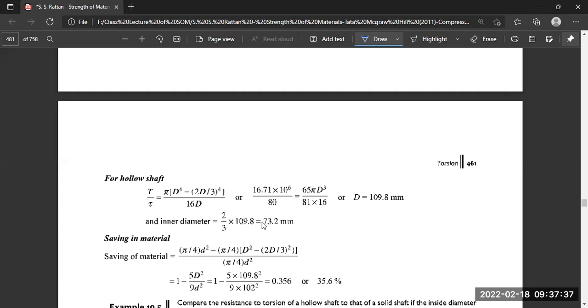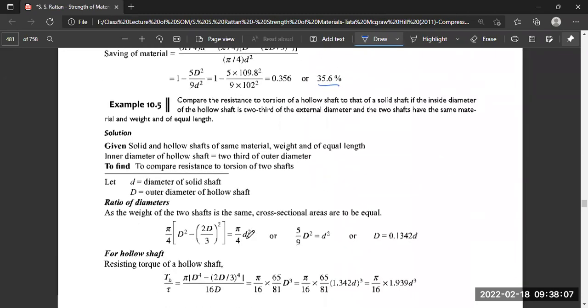Thus, we get the relation 1 minus 5d² by 9d², and we have to put in the values of capital D and small d here, and this relation becomes 0.356, or 35.6%. So it is clear that by using a hollow shaft in place of a solid shaft, we are saving 35.6% of material. Let us go through another one.